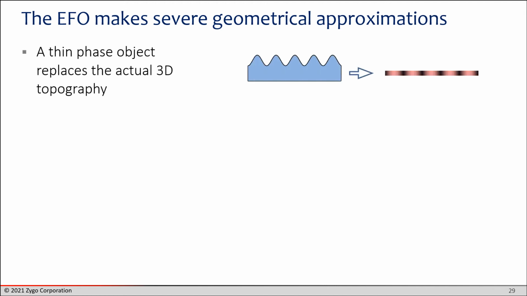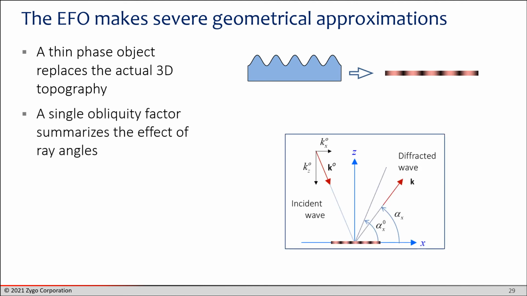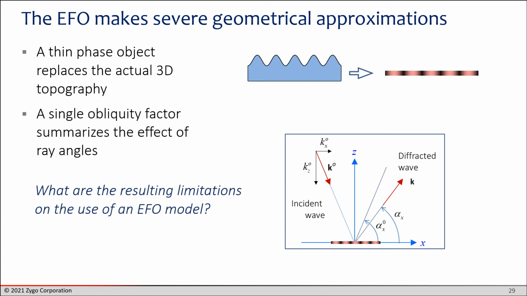Elementary Fourier Optics modeling makes several geometrical approximations, some of which are quite severe. Starting with the notion that we can take a 3D object and represent it with a thin phase object, an object that has a complex reflectivity and a phase shift that corresponds to surface heights. But we make another approximation in this presentation where we say, well, we're going to take a single obliquity factor to represent the effect of all of the different incident ray angles that you have in an extended light source in an interference microscope. So the question arises, what are the resulting limitations? When can we use this model, and when is it going to be not as accurate as we would like?